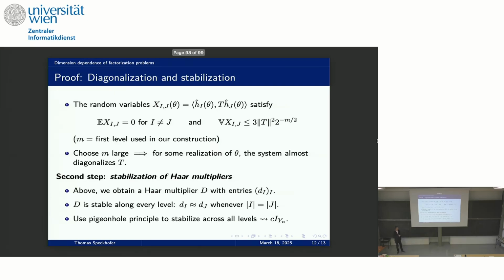Now we can use the pigeonhole principle to stabilize the Haar multiplier across all levels. So essentially to choose some specific levels where these entries are close together. And then using some perturbation arguments, this gives us the desired conclusion. This yields a scalar multiple of the identity, and then we're done.